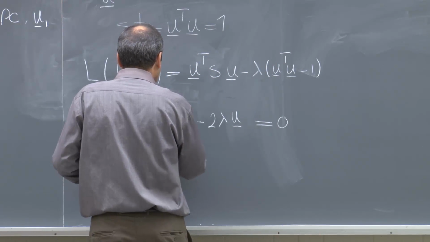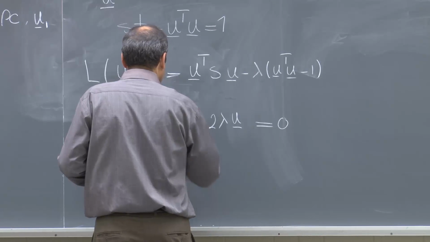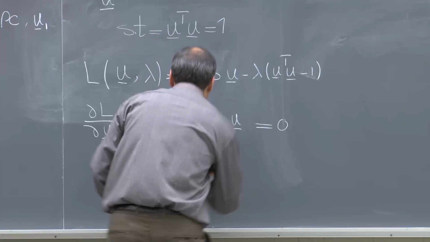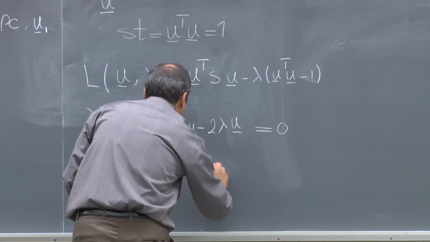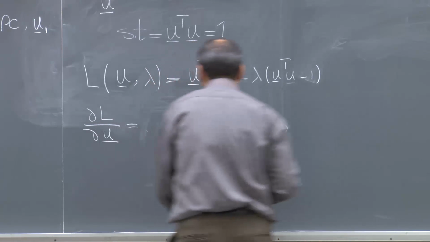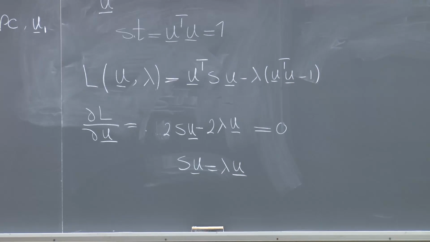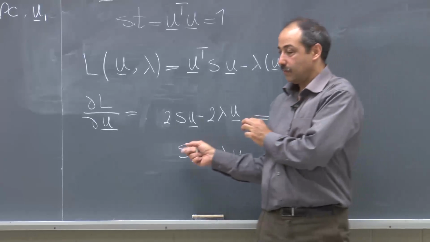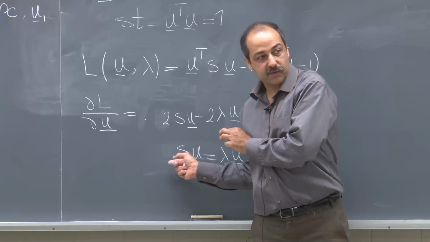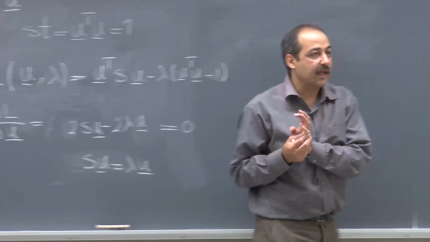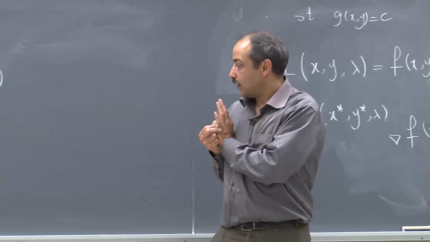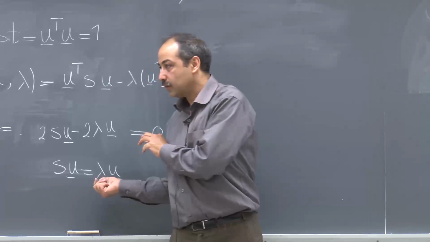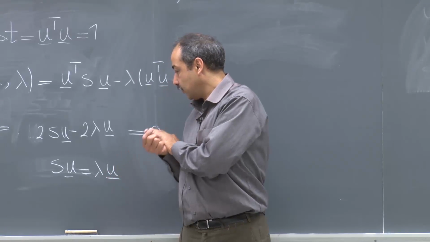No, it's supposed to be SU, I think. It's supposed to be SU. So it's SU equal to lambda U. S is a matrix, the sample covariance matrix. U is an unknown vector, sorry. Lambda is our dual variable and U is unknown.